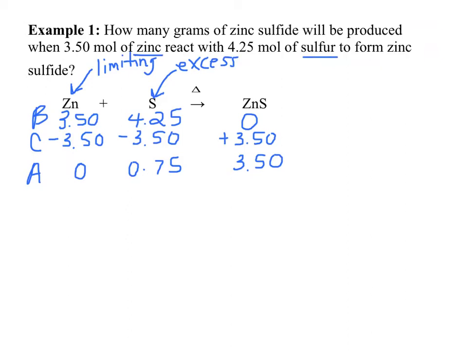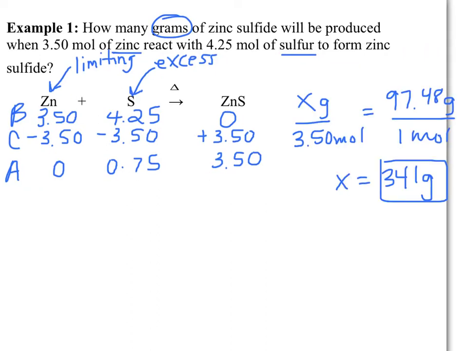We know we have 3.50 moles of zinc sulfide produced, but we would like grams. So we're just going to convert. The molar mass of zinc sulfide is 97.48 grams, and so I end up with a mass of 341 grams produced. I rounded my answer to 3 significant figures based on the 3 significant figures of my limiting reactant.